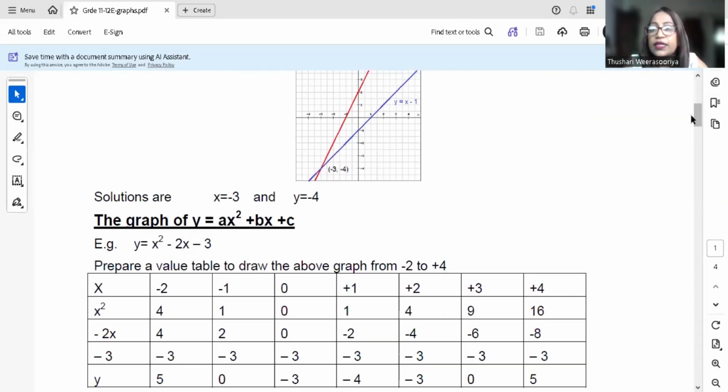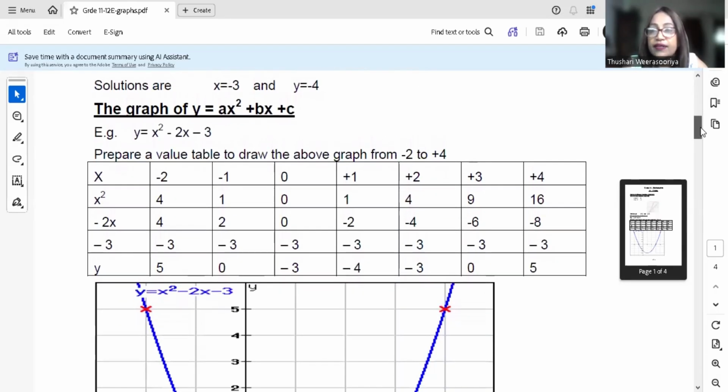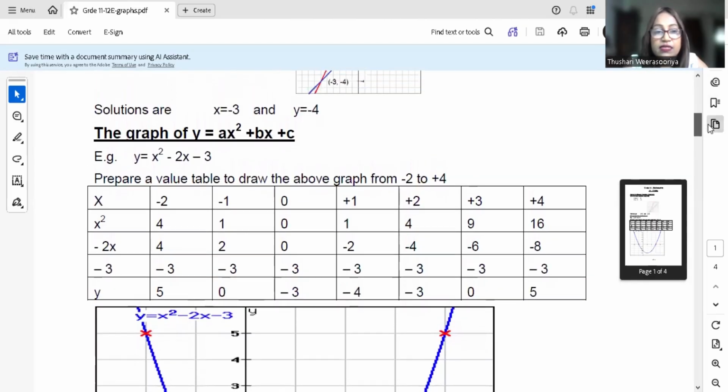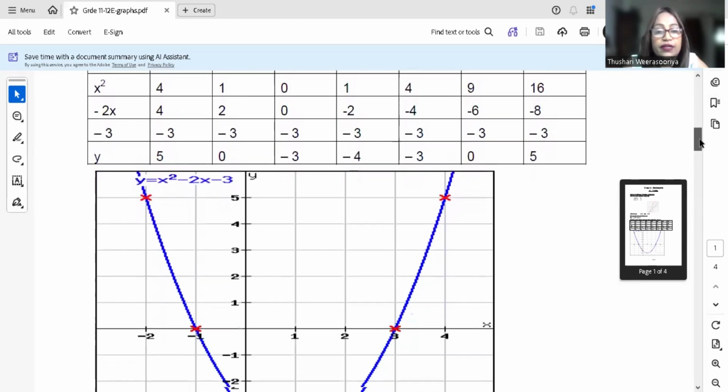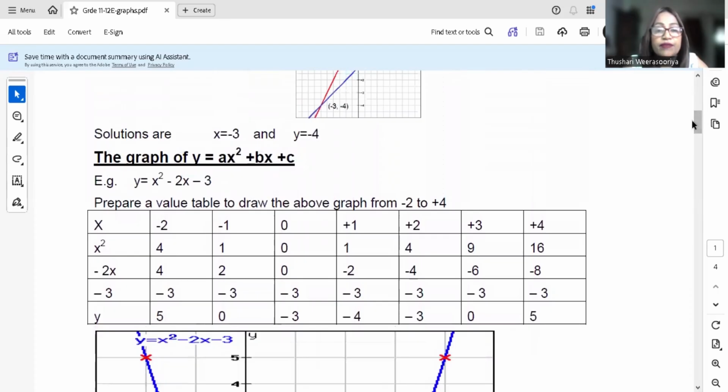Right. Now you go to the curve graphs. As you know, you have straight line graphs and curve graphs. Straight line graphs we have done in grade 9 and 10. Curve graphs you are doing in 10 and 11, right? The formula of the curve graph is y equals ax squared plus bx plus c. The example is given like this. I'll take one example. Y equals x squared minus 2x minus 3.